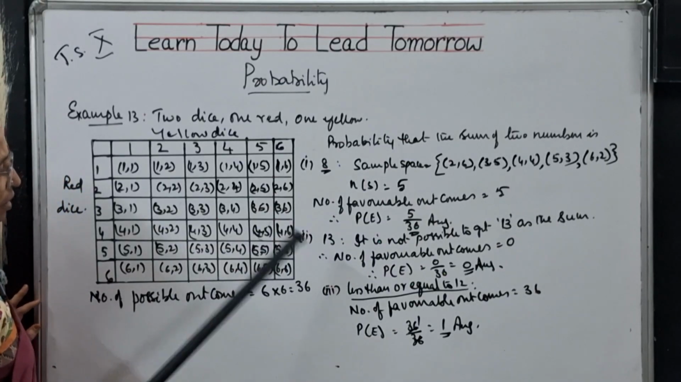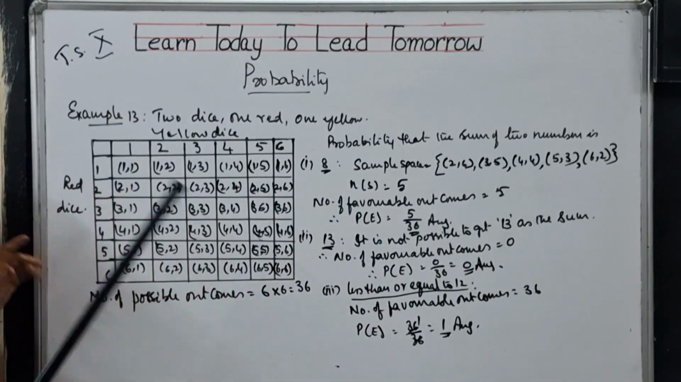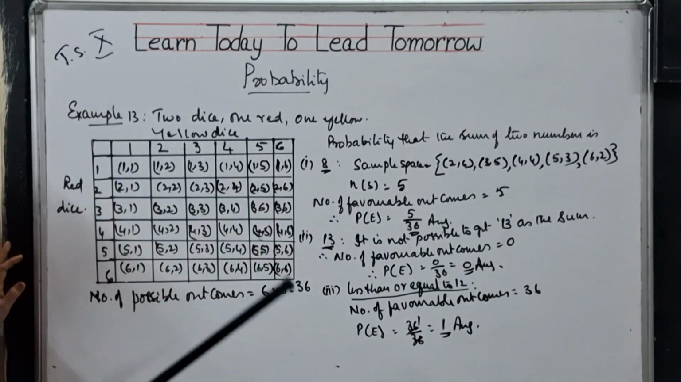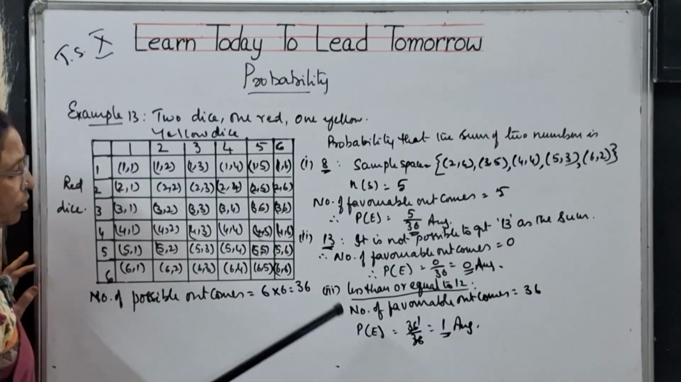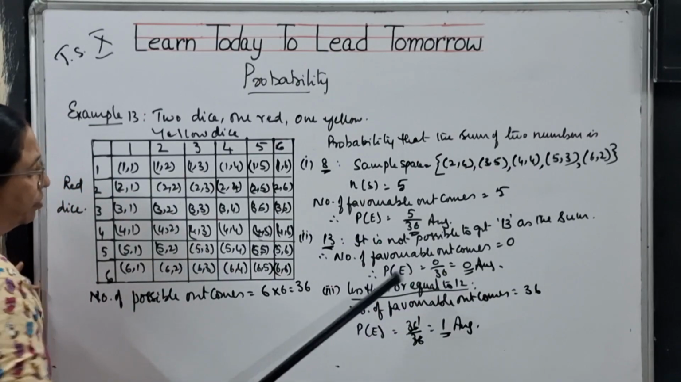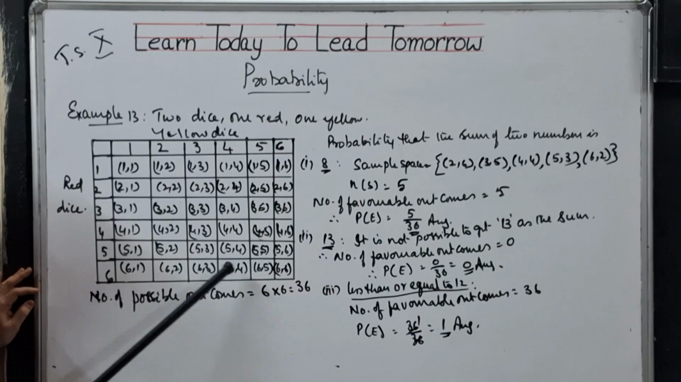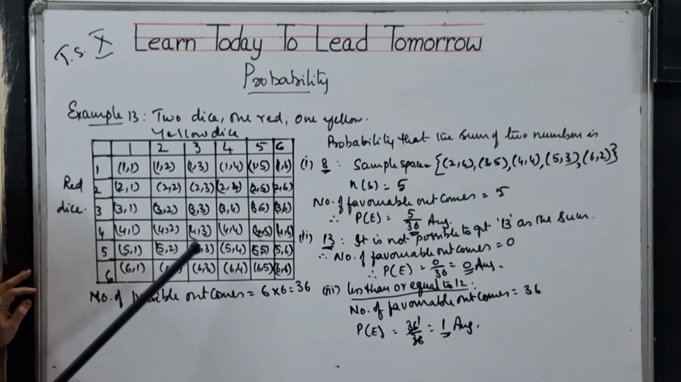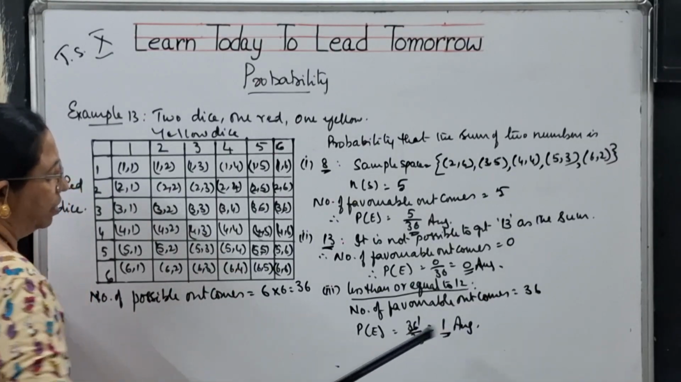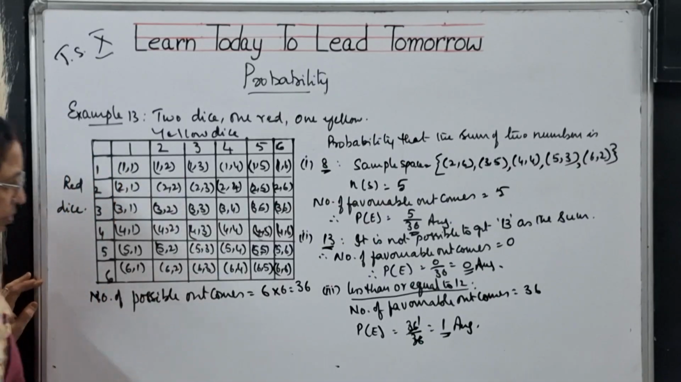Now 13. Under any circumstances we don't get 13. It is not possible to get 13 as the sum. So favorable outcomes are 0. So P of E is 0. Next, less than or equal to 12. See, the last one is 12, children. 6 plus 6 is 12. Any number before that is less than 12. So less than or equal to 12 will be all these numbers, that is 36. So P of E is 36 by 36. That is 1 is the answer, children. Please note it down.